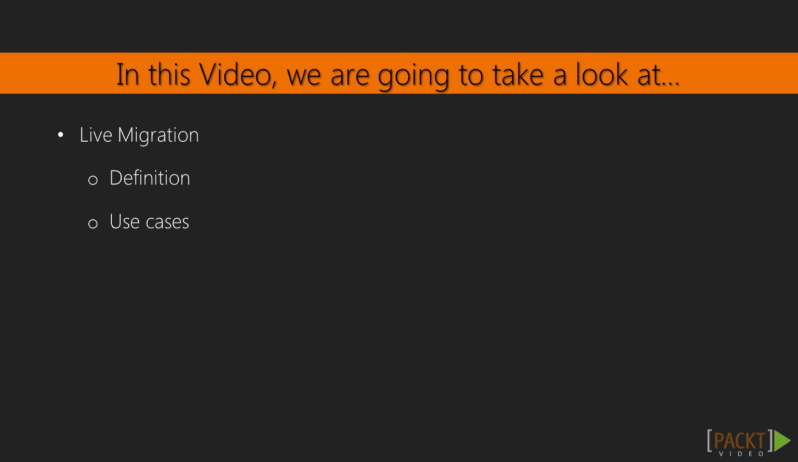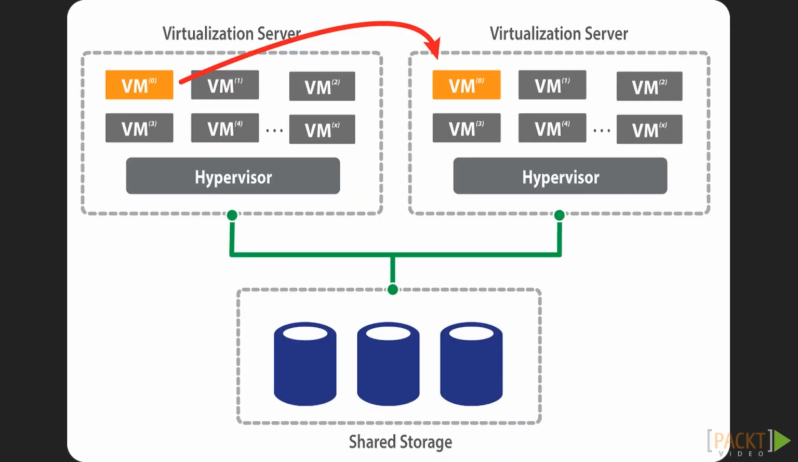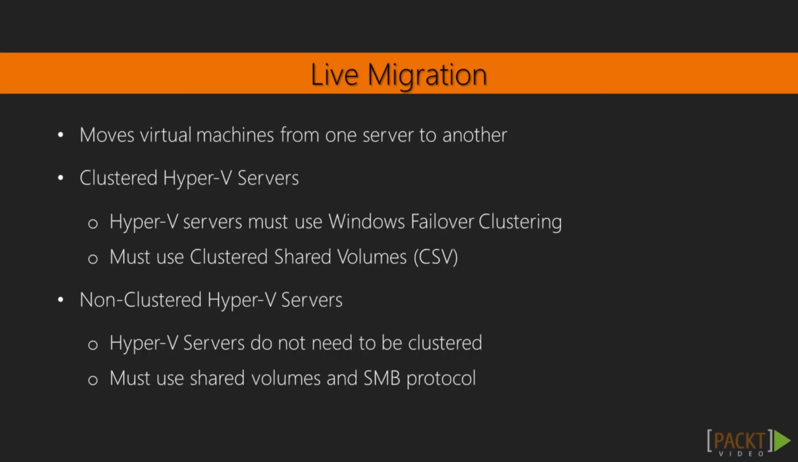And finally, we will show a quick demo of how to do a live migration. Hyper-V live migration moves running virtual machines from one physical server to another with no impact on virtual machine availability to users. As mentioned, live migration allows moving a virtual machine from one Hyper-V server to another. If your Hyper-V servers are clustered, then you must use the Windows failover clustering technology along with clustered shared volumes.